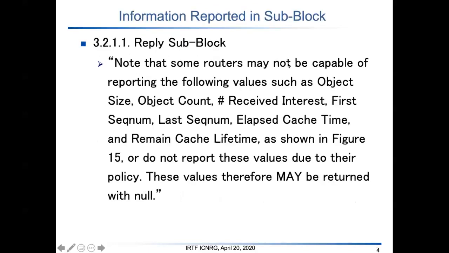The next one is information reported in subblocks. In section 3.2.1.1, we clearly said, note that some routers may not be capable of reporting the following values, as shown in figure 15. Figure 15 actually shows the message format of the reply subblock. And actually, some routers do not have the capability of reporting these counters or values, or some routers don't want to disclose such kind of information. So these values therefore may be returned with nil. We explicitly mention it here.